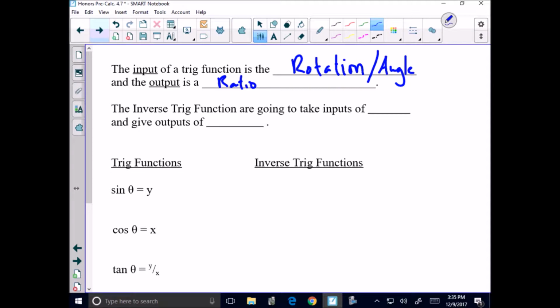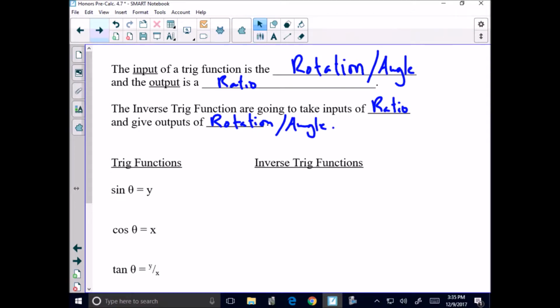The inverse trig functions are going to take ratios and give us rotations or angles. And this should make sense because what does an inverse do? It switches the input and the output. So when we're talking about these inverse trig functions, they're going to be evaluating inputs of ratios and giving outputs of rotations where those ratios happen.